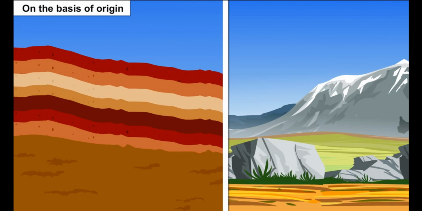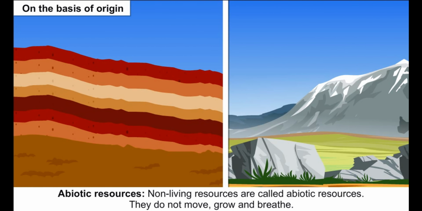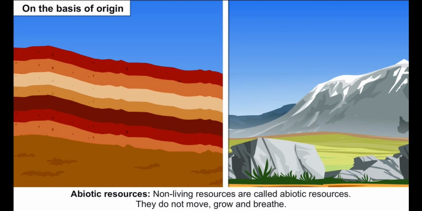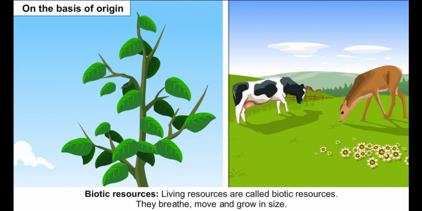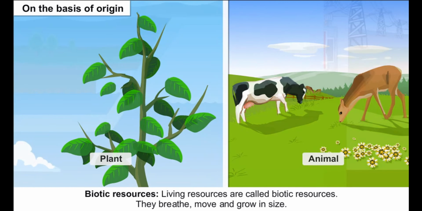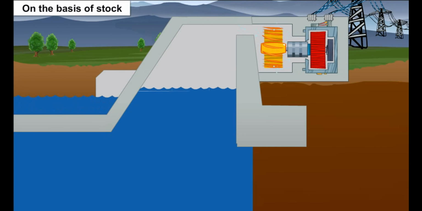On the basis of origin. Abiotic resources. Non-living resources are called abiotic resources. They do not move, grow or breathe. Example, soil, rock. Biotic resources. Living resources are called biotic resources. They breathe, move and grow in size. Example, plant, animal.